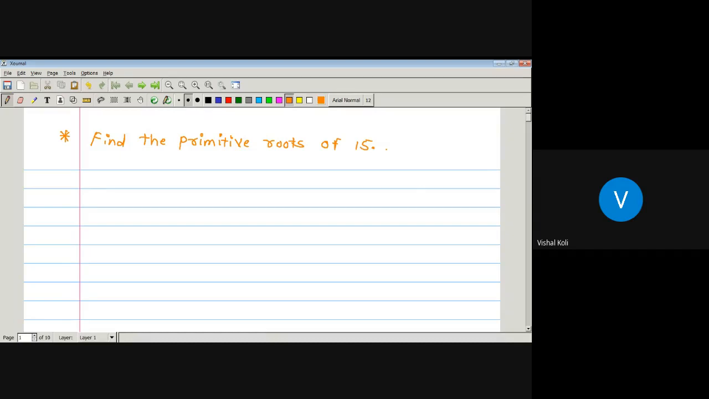what are the primitive roots. If a is any integer which is relatively prime to n, then a is a primitive root of n if a to the power phi of n is congruent to 1 modulo n, and a to the power k is not congruent to 1 modulo n whenever k is less than phi of n. Such an integer a is said to be a primitive root of n. Now here we are given n equal to 15 and we have to find its primitive roots. See its solution.